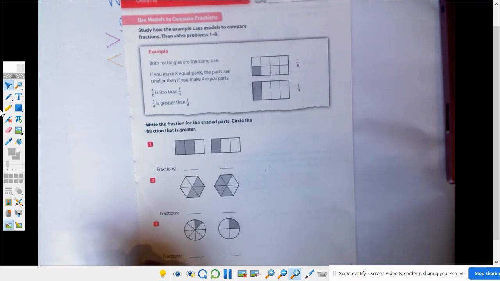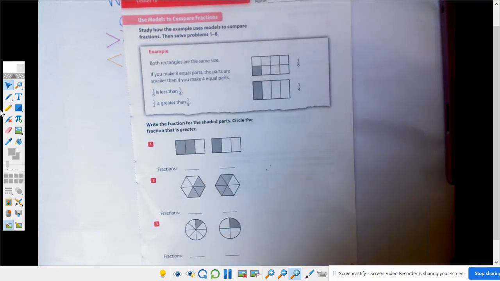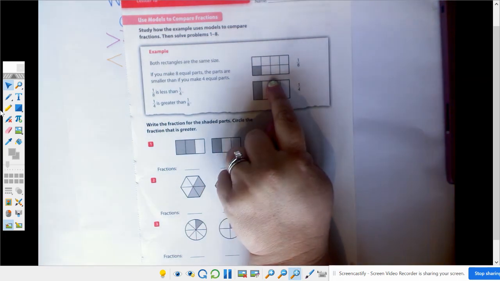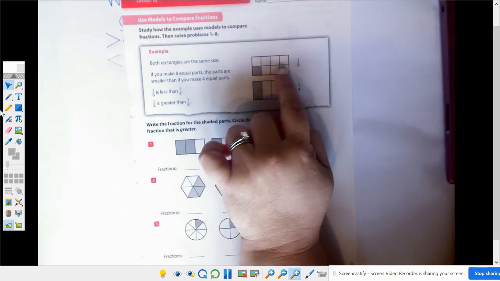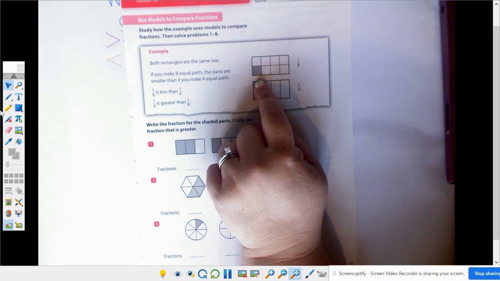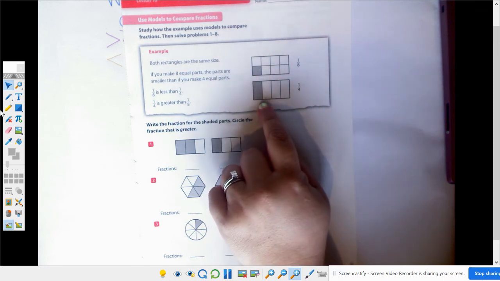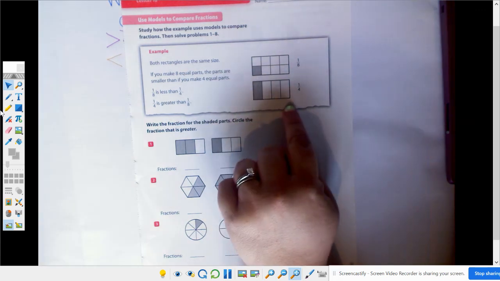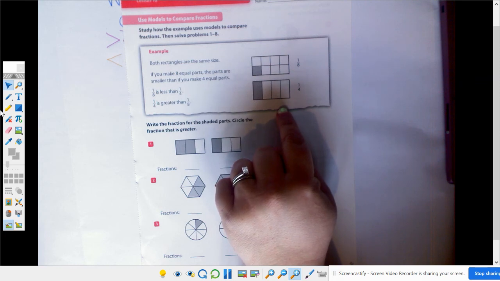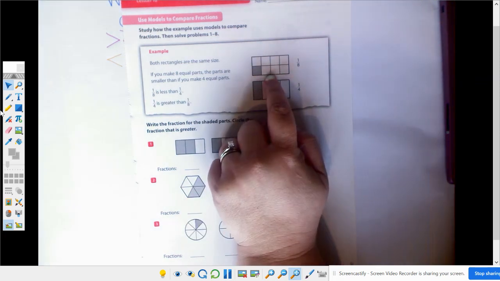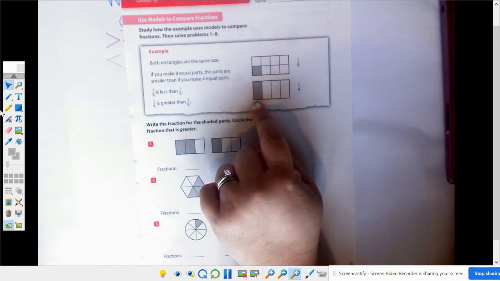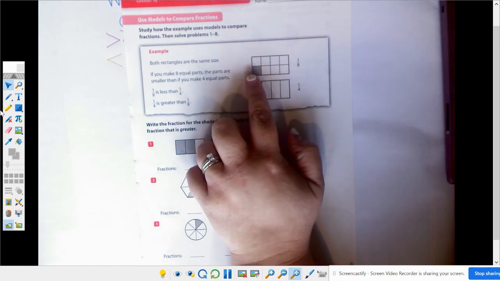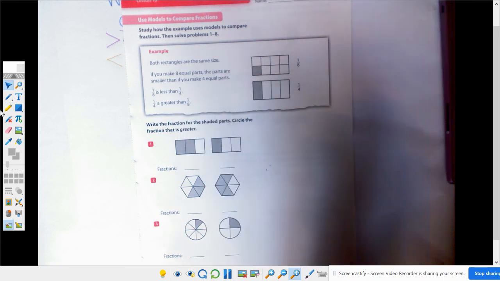It's showing us to study how the example uses models to compare fractions and solve problems 1 through 8. Here we have two rectangles that are the same size. If you partition one rectangle into 8 equal parts and the other into 4 equal parts, with 4 equal parts each part is bigger, and with 8 equal parts each part is smaller. So if we shade in 1/8 and 1/4, we see that 1/8 is less than 1/4.